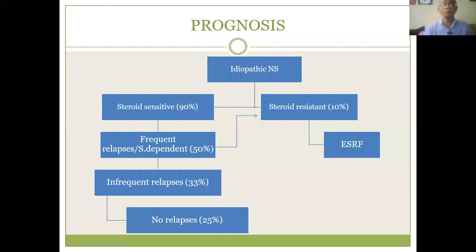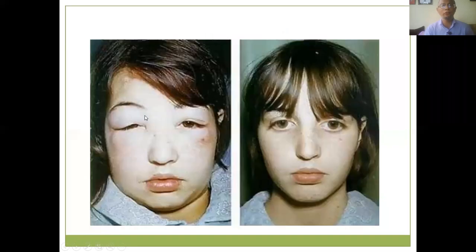Even you can give it frequently, 2 to 3 times, and then you can give other immunosuppressive drugs like cyclophosphamide and others. If steroid is not responsive, then you have to go for the renal biopsy and other treatment modality. But you have to closely monitor whether this patient goes into chronicity, that is end stage renal failure or not.